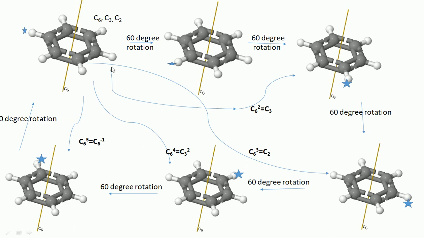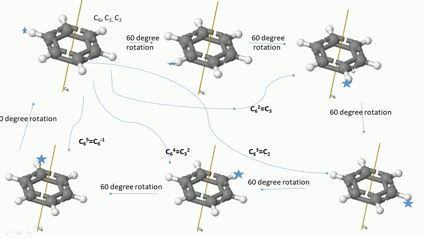Why is it C3? 360 divided by 120 is equal to 3, so C3. So this is a single C3 rotation, that is equal to 2 times the 60-degree rotation or C6 rotation. So C6 2 is equal to a C3 rotation.